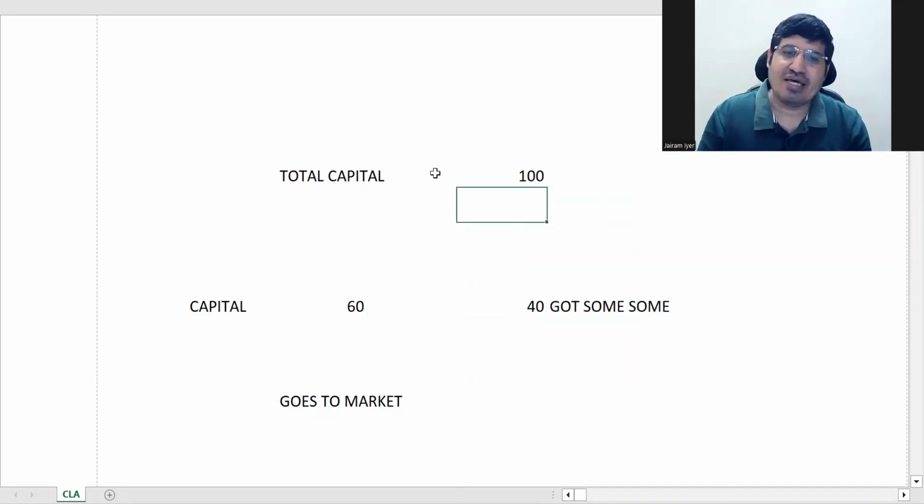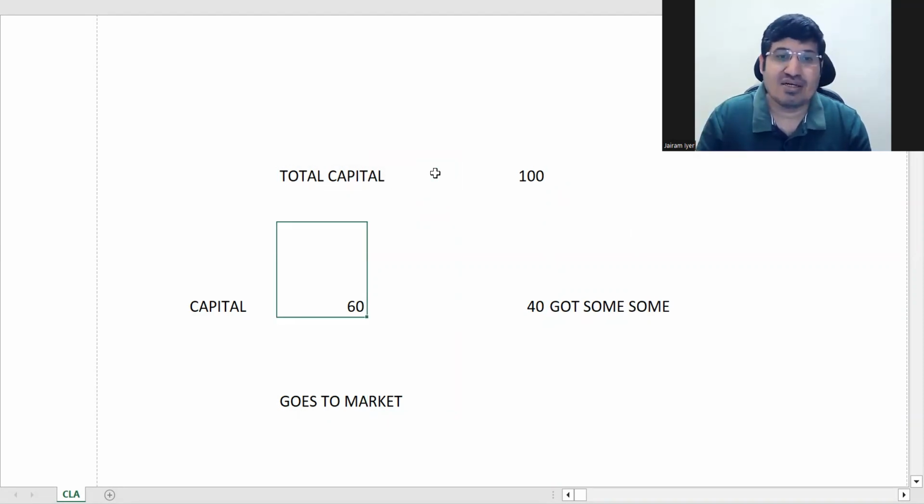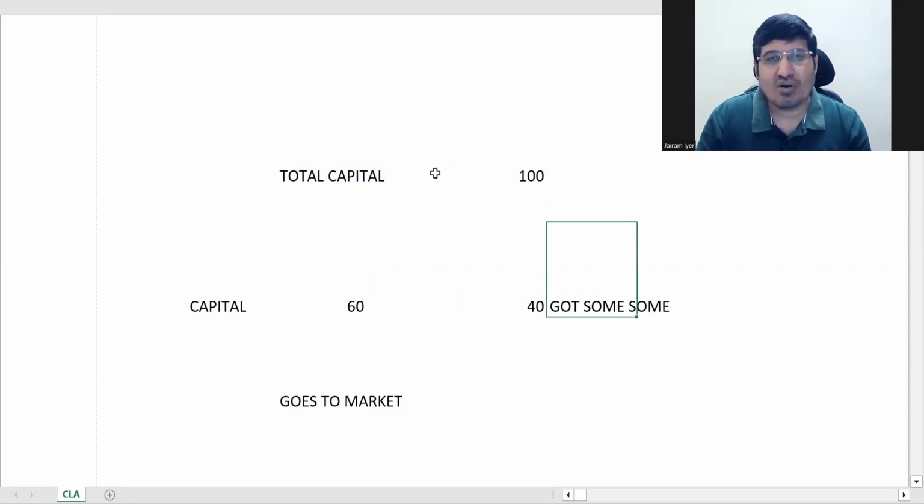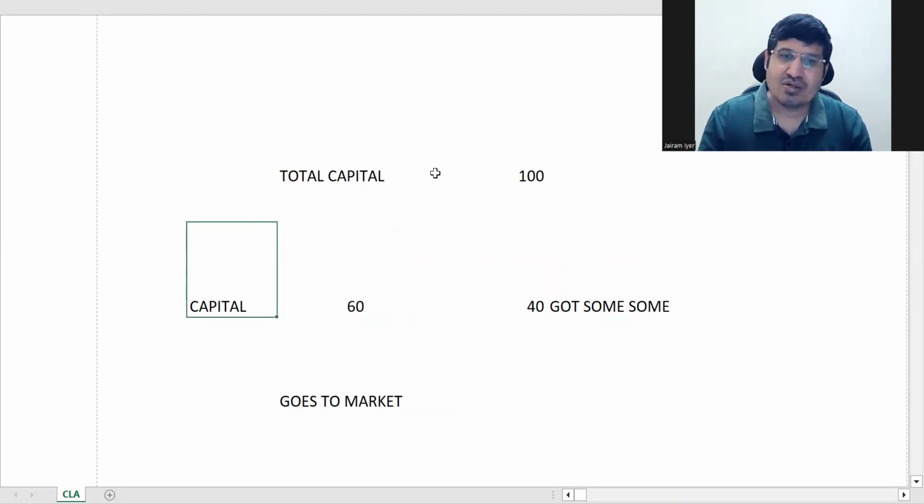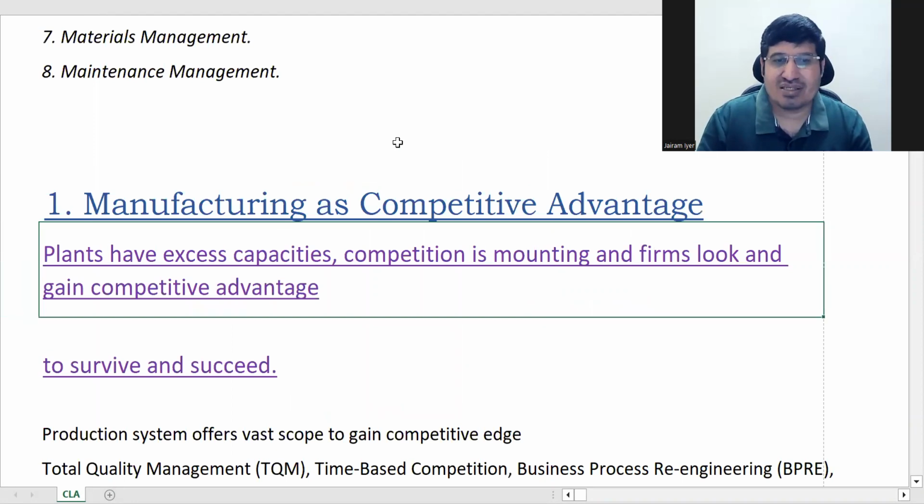So you should invest only that much money which is needed for your production, which you are able to sell. If you have excess capacity, it's a loss for you. It's called over capitalization. So plants have excess capacities, competition is mounting.